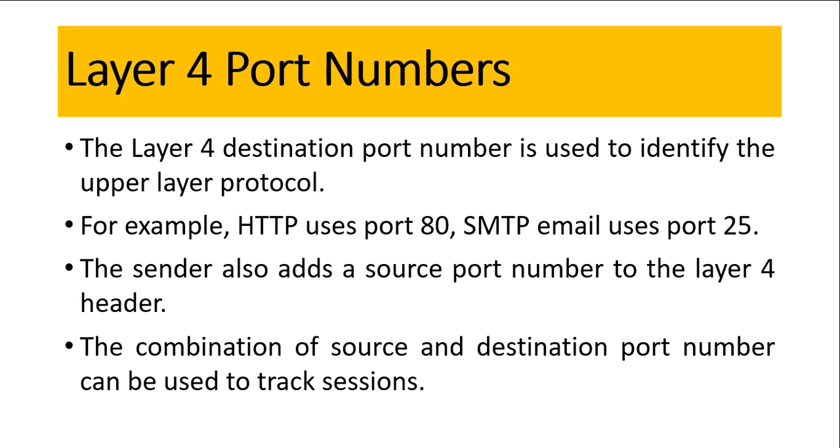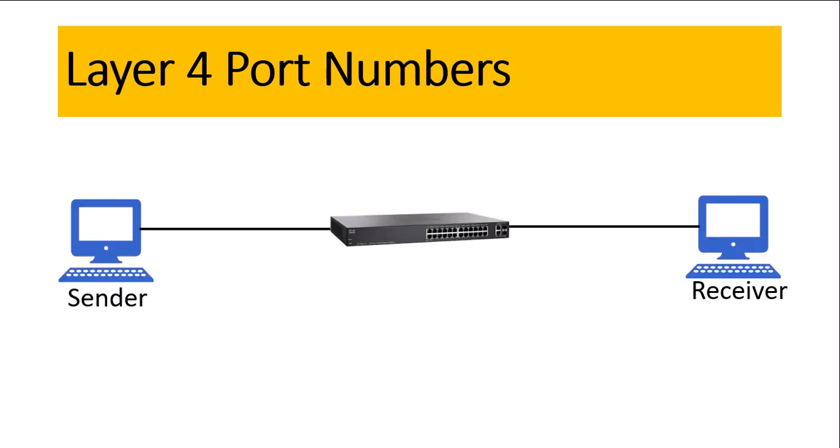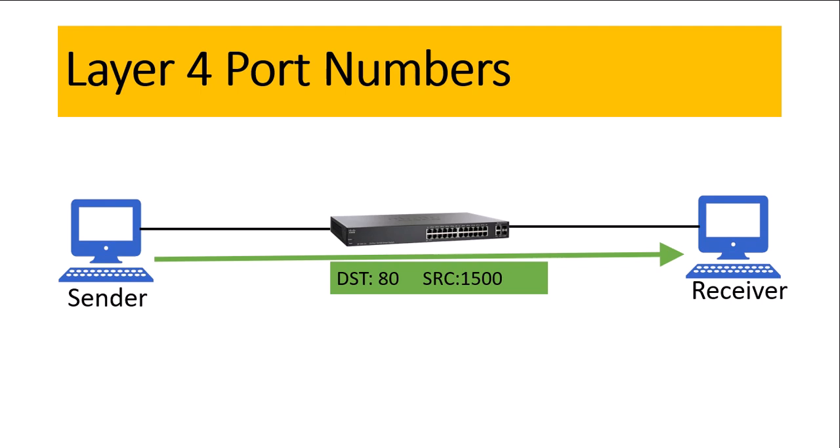When the session is created, the sender adds a source port number to the layer 4 header, and the combination of source and destination port numbers is used to track the sessions whenever we are going to send or get back any data from the receiver. Here we will see the working of port numbers in details. The sender wants to send some web traffic to the receiver at port 80, and it is using port 80 as its destination port number, and it has added source port number 1500 in its packet header at layer 4, the transport layer.